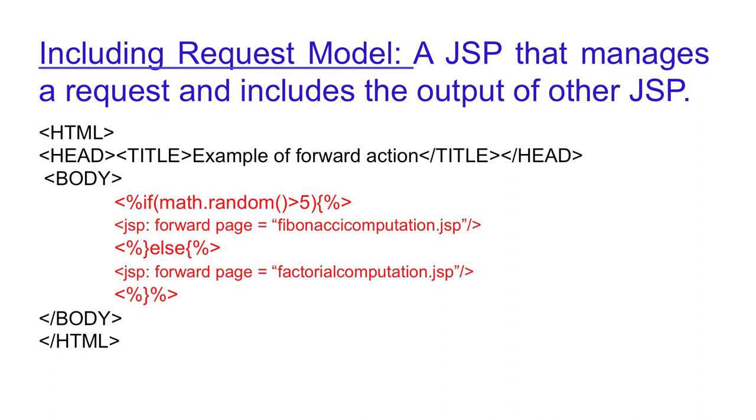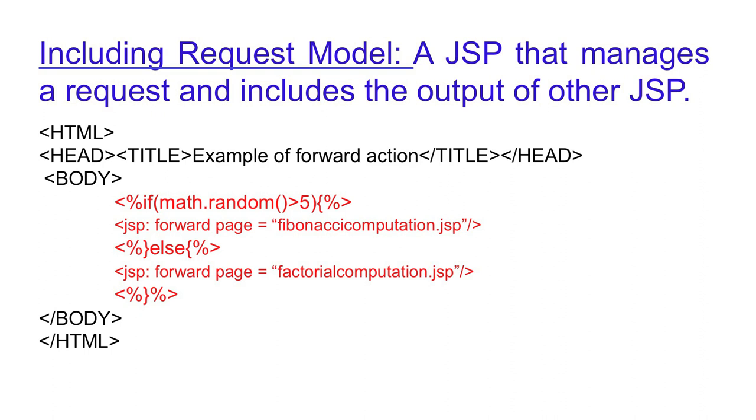If the random value is greater than 5, then we will move to the next jsp:forward page. So if Math.random is greater than 5, then the jsp:forward page executes, and here the Fibonacci computation will execute. Otherwise we move to this else statement, and this else statement is again part of JSP. This JSP statement is the simple JSP processing statement, and jsp:forward page is another type of statement. It is written simply inside the less than and greater than signs.